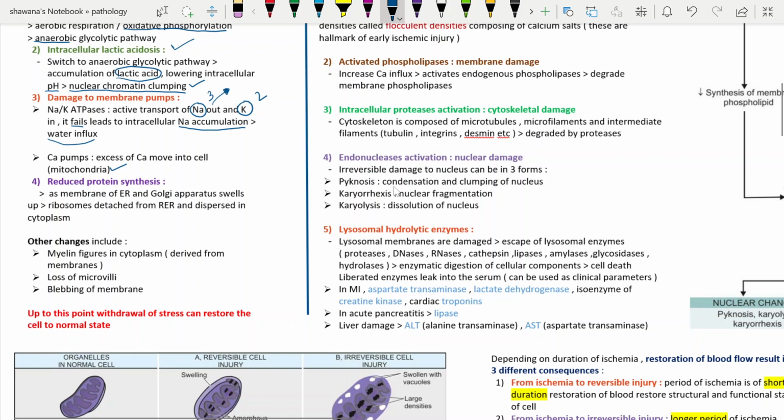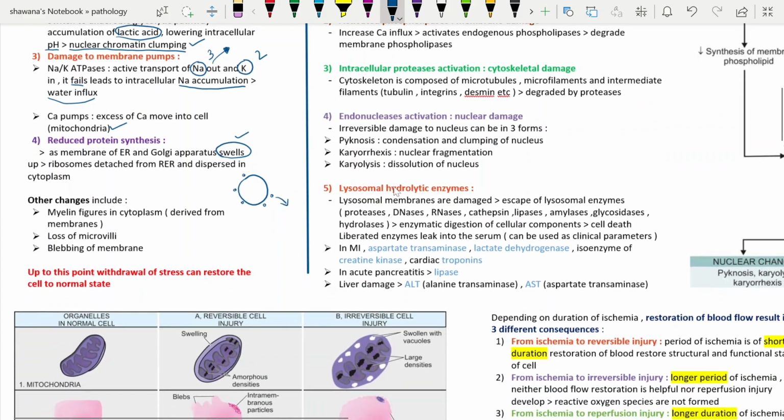Second is the reduced protein synthesis. The hallmark of reversible cellular injury is swelling. Okay, swelling is the most important thing you need to remember. The membranes of the ER, the endoplasmic reticulum, and Golgi swell up. When something swells, the ribosomes on the surface of the rough endoplasmic reticulum get detached from it and dispersed in the cytoplasm. So protein synthesis will automatically be disrupted, because ribosomes are responsible for protein synthesis.